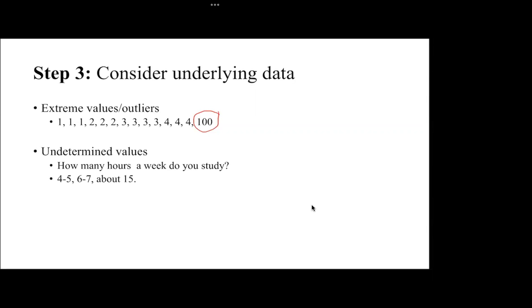Undetermined values, right? How many hours a week you're studying? 4 to 5, 6 to 7, about 15, right? Again, there is no clear number, so the value is not determined. You get some kind of range or some kind of approximation, but you can't do much with these data, right? You can't calculate a reliable average. Oftentimes, you might not be able to even find a reliable median, depending on how the data are being recorded.